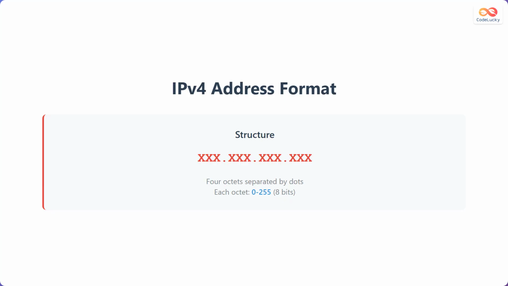Let's begin with IPv4 addresses. An IPv4 address is structured as four numerical sections called octets, each separated by a dot. An example is shown on the screen: XXX.XXX.XXX.XXX. Each of these octets has a range from 0 to 255. Essentially, each octet is an 8-bit number.